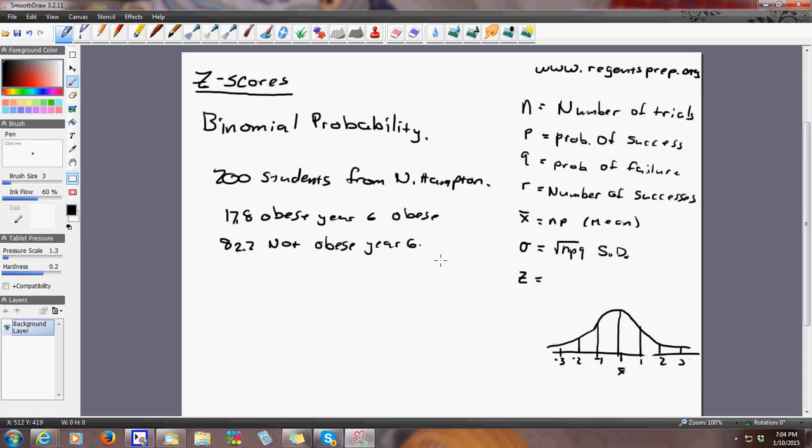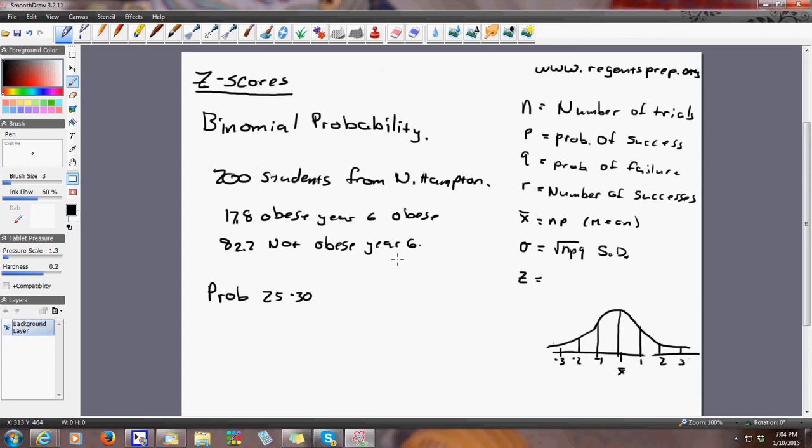So what I'm going to do is this. Let's say I had 200 students in this school, and I want to find the probability that 25 to 30 of those students are going to be obese. So, anywhere between 25 and 30.